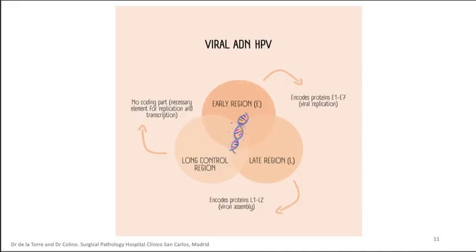The genome of all HPV contains 3 functional parts: the early region, E, which encodes proteins E1 to E7, necessary for viral replication; the late region, L, which encodes structural proteins L1 and L2, required for viral assembly; and a mostly non-coding part called the long control region, which contains the elements necessary for viral DNA replication and transcription.